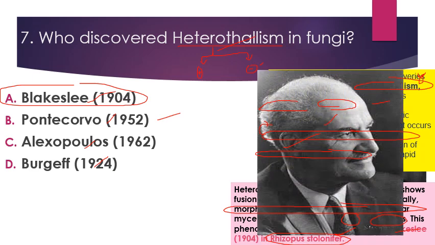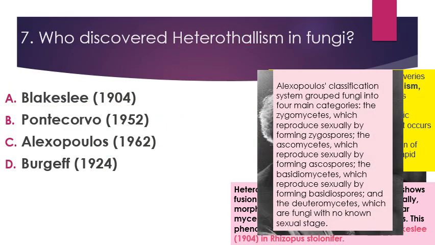Next is Alexopoulos. He is a famous mycologist और इन्होंने एक famous book लिखी है that is known as Introduction to Mycology. Alexopoulos classification system, जो best classification system of fungi है, that was given by this Alexopoulos. So Alexopoulos classification system groups fungi into 4 main categories. 4 main category में divide किया है fungi.